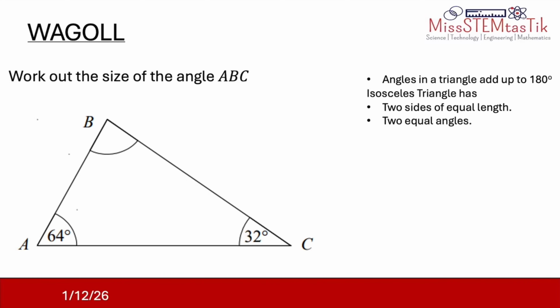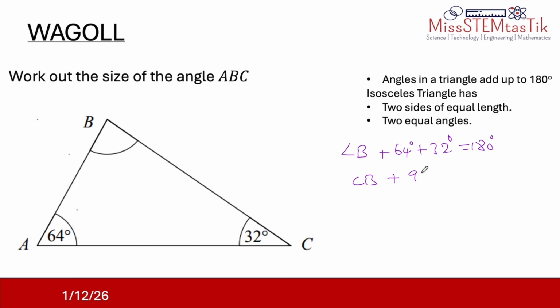So work out the size of the angle ABC. Now, a fact we know is the angles in a triangle add up to 180. So the sum of these three angles is 180. And if we take away 64 and 32 from 180, we should get the remaining angle. So angle B plus 64 plus 32 is equal to 180 degrees.